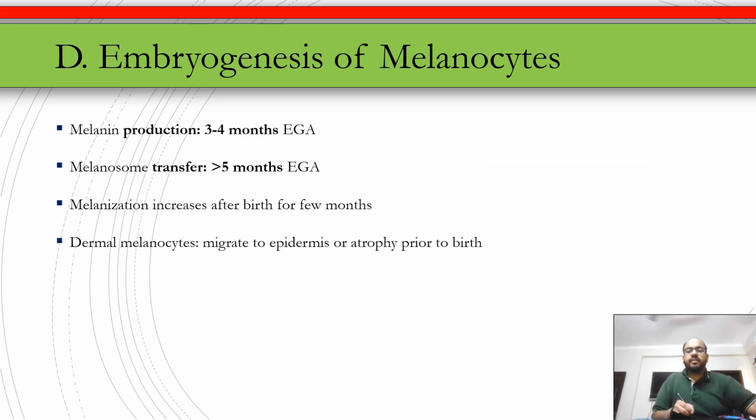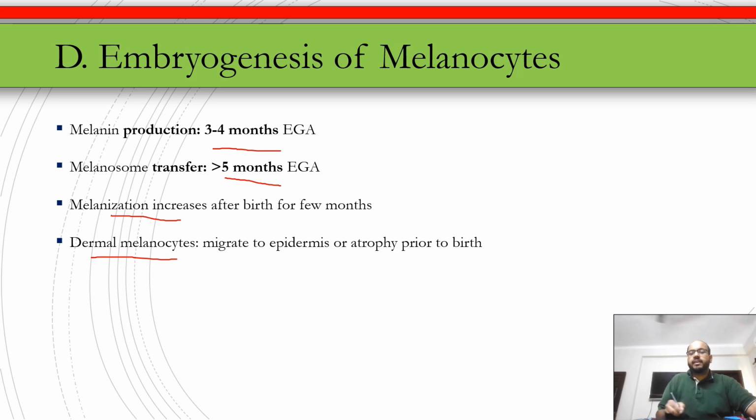Now, melanin production starts at about 3 to 4 months, and the transfer starts from 5 months onwards. But even after birth, melanization increases. There have been instances when the child is born quite fair, and over the succeeding few weeks, the skin slowly becomes darker. Parents usually come and complain that my child was born fair, I don't know what has happened, the child has become darker. That is because the melanization process continues for a few weeks after birth.